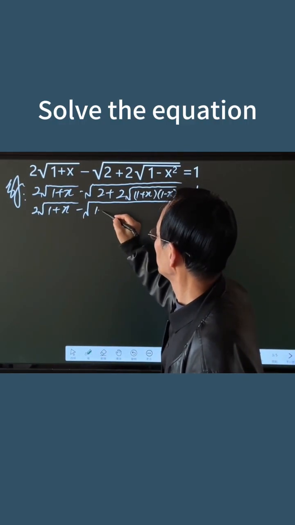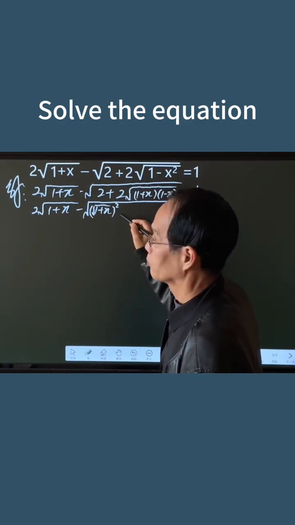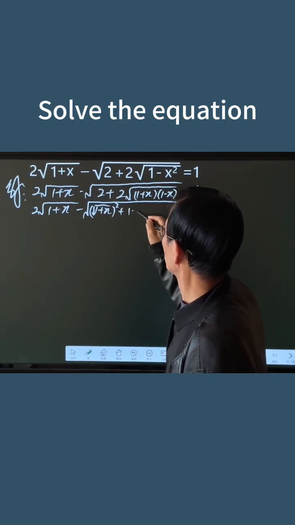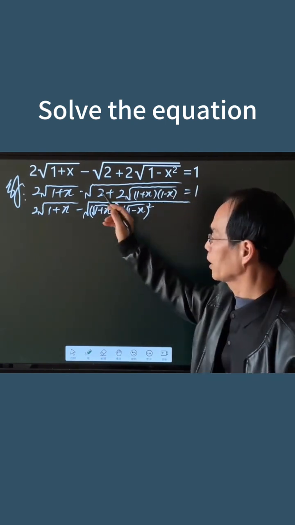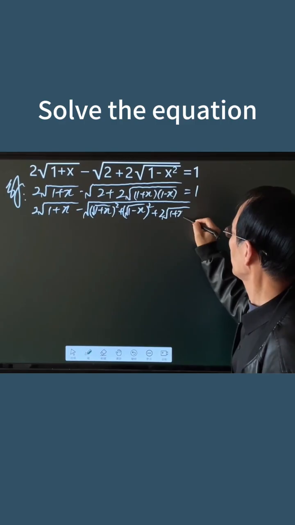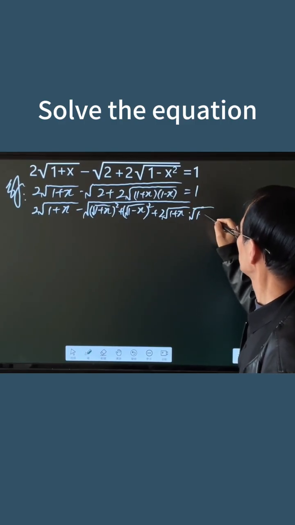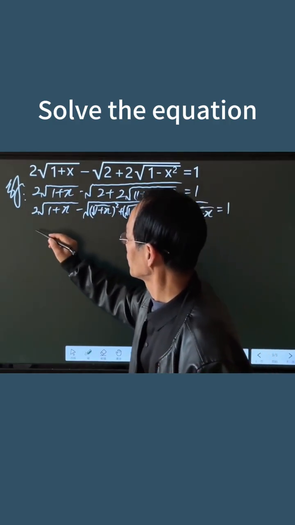Okay, so 2 is the square root of 1 plus x, and then square it, and then add the square of the square root of 1 minus x in parentheses. When you add them together, it's still 2. Next is the 2b part. Split it up and take the square root of 1 plus x times the square root of 1 minus x equals what? It equals 1.